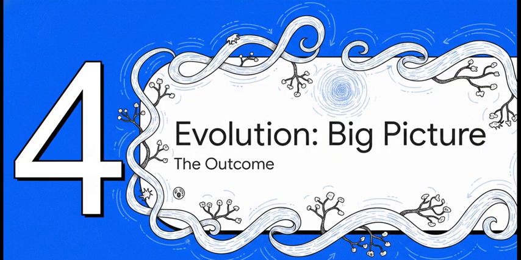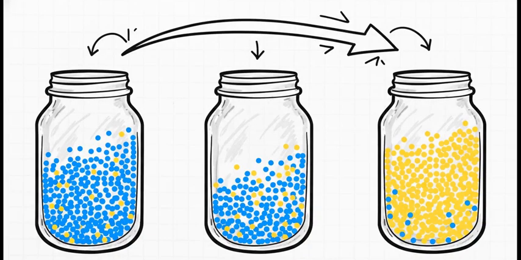So, what happens when this engine of natural selection is left running for a really, really long time? Well, that brings us to our final section, the big picture, the grand outcome of it all. Over many, many generations, the result of that five-step cycle is that those advantageous alleles, the ones that help with survival, just become more and more common in the population. The genetic makeup of the entire group slowly but surely begins to shift.